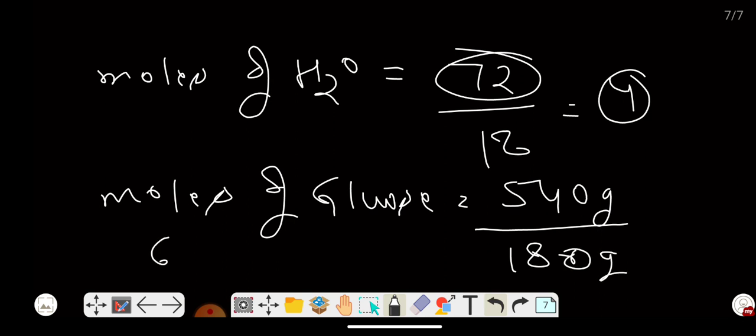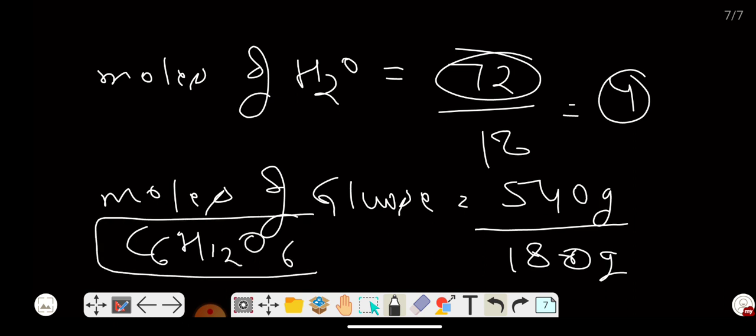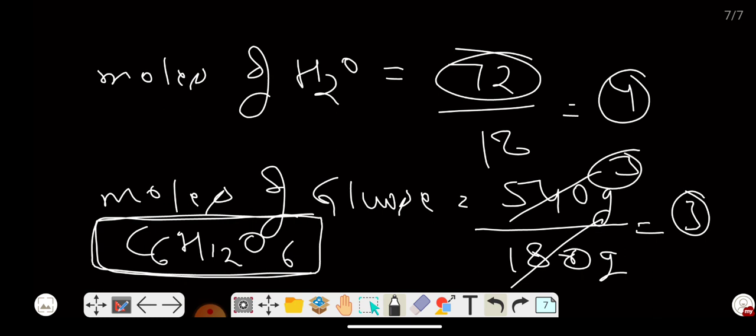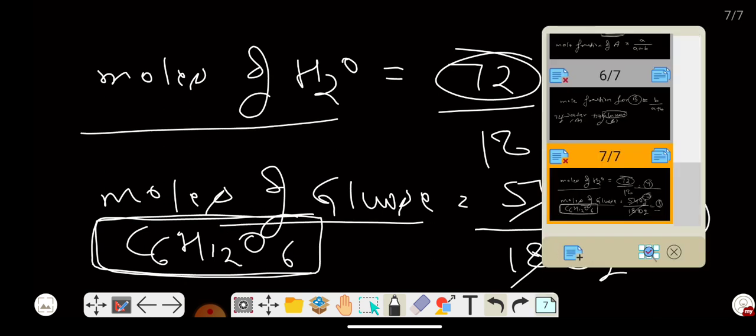The formula of glucose is C6H12O6. You can calculate the molar mass on your own. Now this will again be 3. So the number of moles of H2O is equal to 4 and the number of moles of glucose is equal to 3. Now as we discussed, 4 moles H2O plus 3 moles glucose.